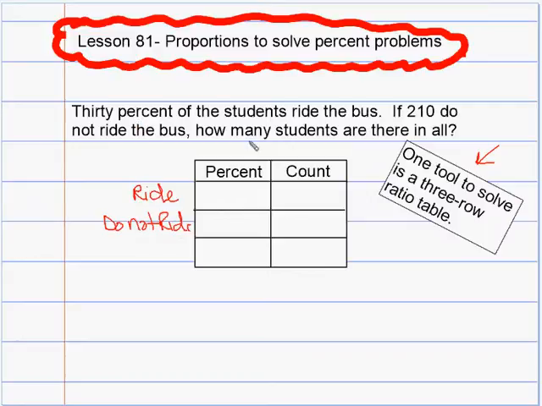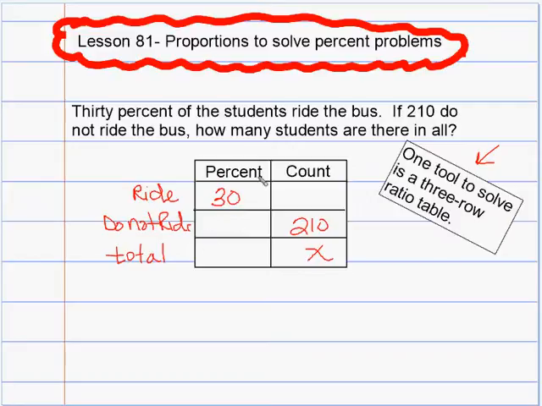Okay, so we know 30% of the students ride the bus, so in the percent and ride we'll put 30. And the only other piece that we know is that 210 do not ride the bus. How many students are there in all? So that is going to be our total row, and that's where our variable goes.